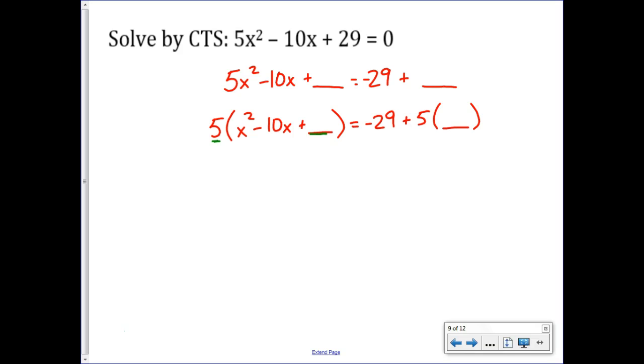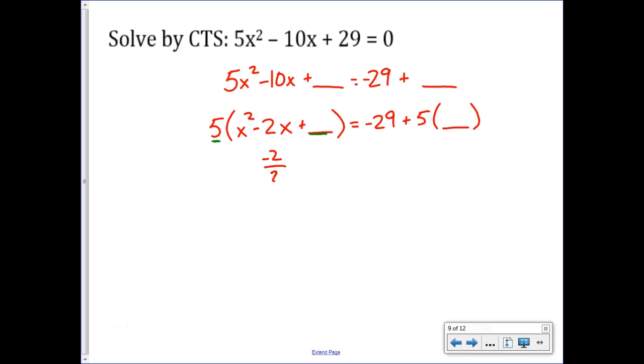Okay, so, never mind here. I hope you caught my mistake. This shouldn't be a 10x anymore. This should be a minus 2x, since I factored out that 5, and 10 divided by 5 gives us 2. We still have that minus sign there.